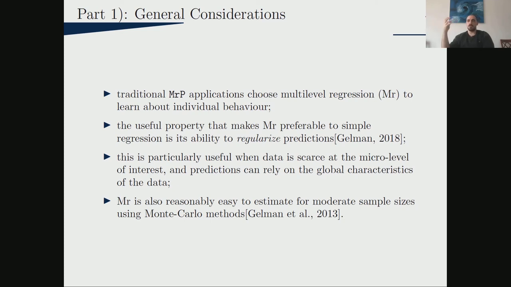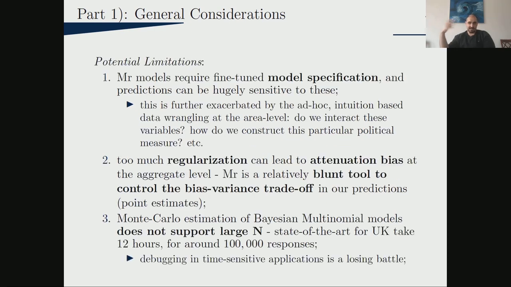The advantage of multilevel regression has always been that it has been relatively easy to estimate in a Bayesian framework if your sample sizes are moderate. Now, as we expand and go into really big sample sizes, this creates huge problems. And this is some of the limitations that I want to outline for this methodology. First of all, you have to fine tune your model specification. And we kind of talked about this. Ideally, we would like automated model specification to come to be. Secondly, too much regularization can lead to attenuation bias. And that's very common in MRP applications. And that's partly because, with respect to some of these new machine learning tools, multilevel regression is a relatively blunt tool to control the bias variance trade-off. And finally, Bayesian multinomial models, like you have to use in the UK and other multi-party systems, just do not support large N, essentially.